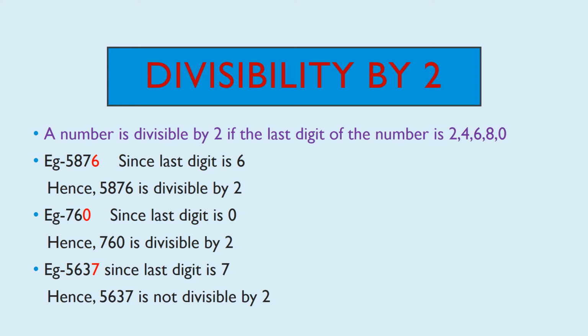Second example, the number is 760. The digits are 7, 6 and 0 and the last digit is 0. So 760 is also divisible by 2. Now the third example, 5637. Now here you can see the last digit is 7. Since the last digit is 7, 5637 is not divisible by 2, since the last digit is not 2, 4, 6, 8 or 0.